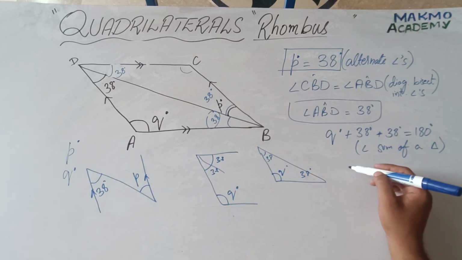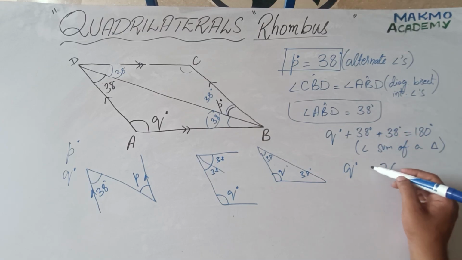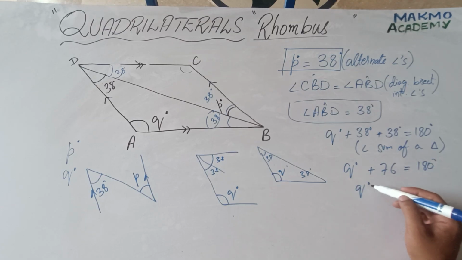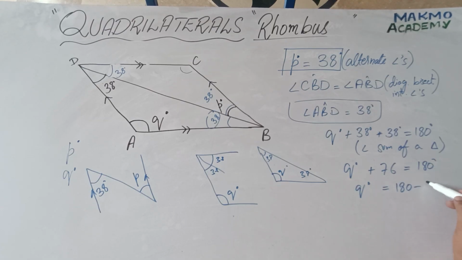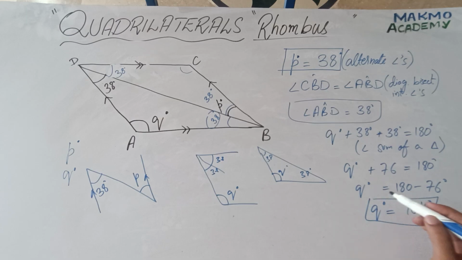Now 38 plus 38 we will add them. 8 plus 8 is 16. 3 plus 3 is 6. So Q plus 76 is equal to 180. Then Q is equal to 180 minus 76. So this would give us 104. So the size of angle Q is equal to 104. This is how we can find out the size of unknown angle in rhombus.